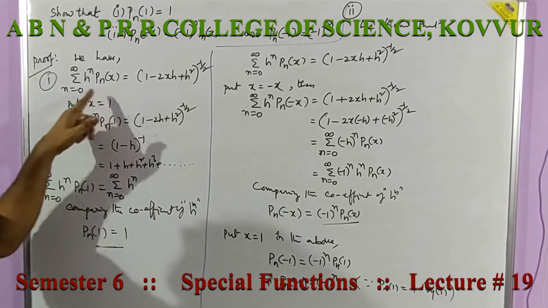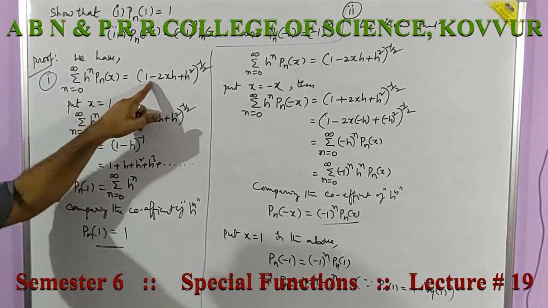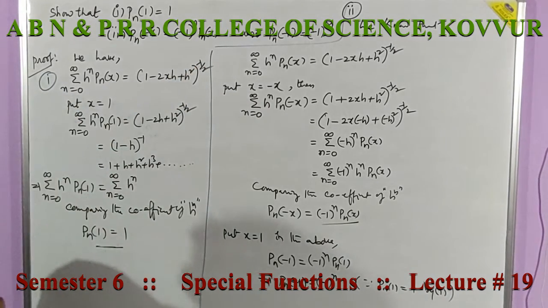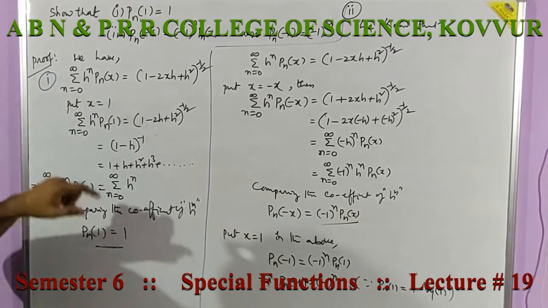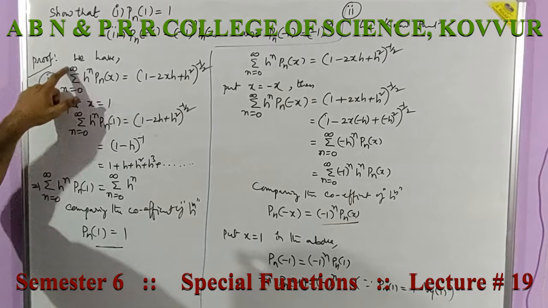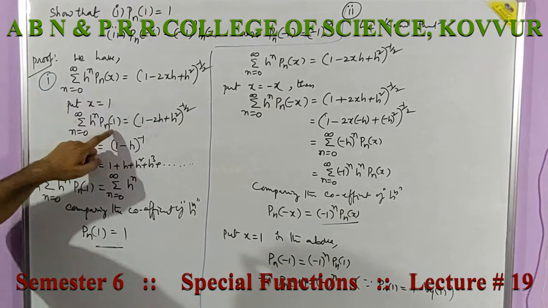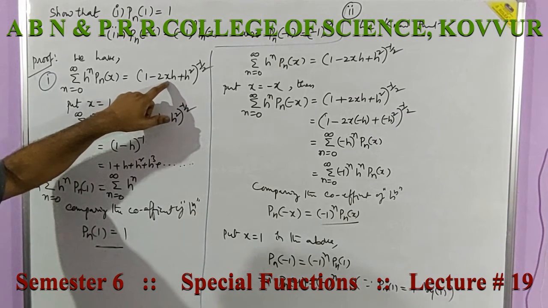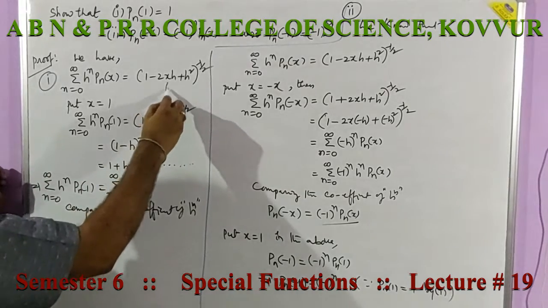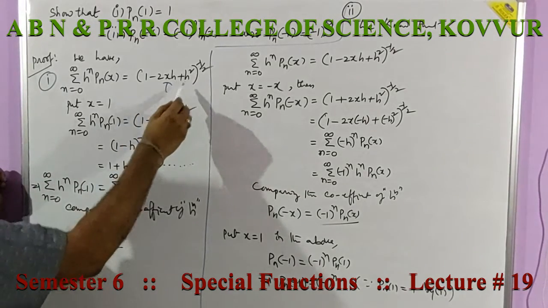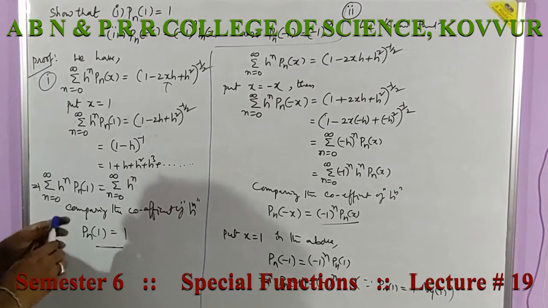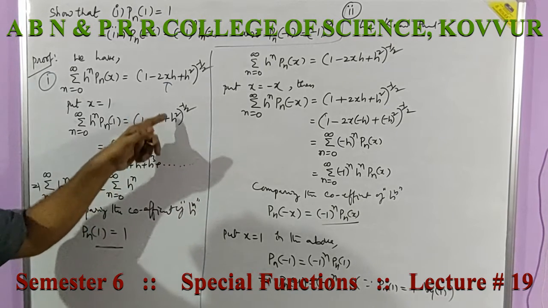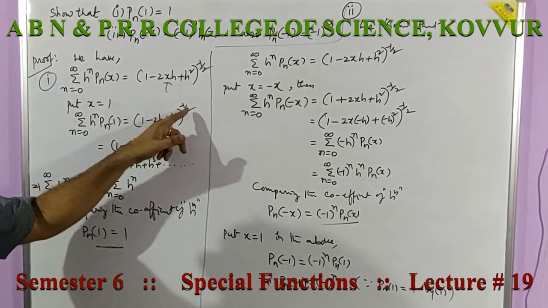By generating function you have sigma n = 0 to infinity h^n Pn(x) = (1 - 2xh + h^2)^(-1/2). It is very clear. By generating function we have this equality, in which put x = 1. Replace x with 1: sigma n = 0 to infinity h^n Pn(1) = (1 - 2xh + h^2)^(-1/2); replacing x with 1, what you get? 1 - 2h + h^2, that is (1 - h)^2, and (1 - h)^2 to the power minus 1/2.